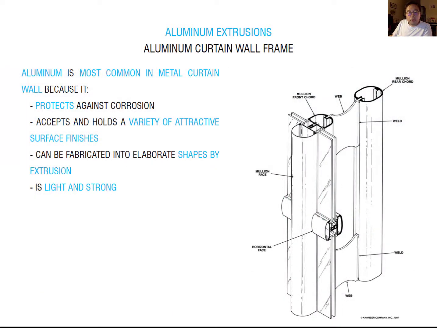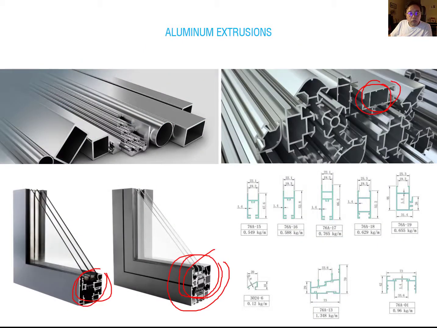The aluminum frame is the most popular used in architectural glazing. Why? Because it is good against corrosion from water, it has great finish quality, it is easy to make any shape by extrusion, and it is very light and strong. Because of the optimized calculation in designing this complex shape, it is good for the structure. Also, you can reduce the overall weight.